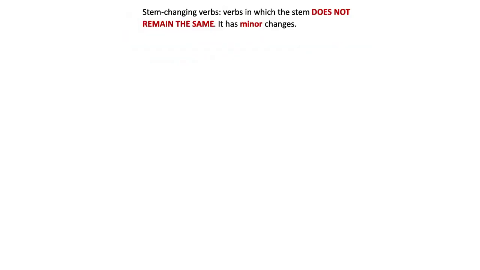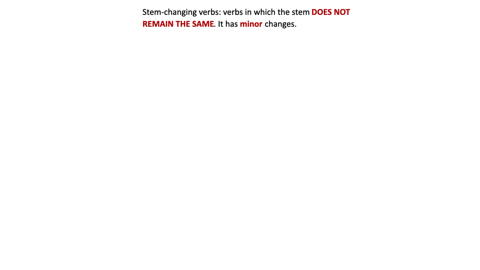So, in the last table of cantar, cant, the stem never changed. Well, what is a stem changing verb? Well, the very name of what they are tells us what they are, right? Stem changing verbs are those verbs in which the stem does not remain the same. Don't freak out though, it has minor changes. It does not go crazy, it just has some very minor changes.